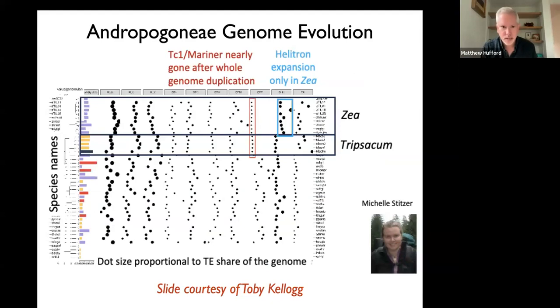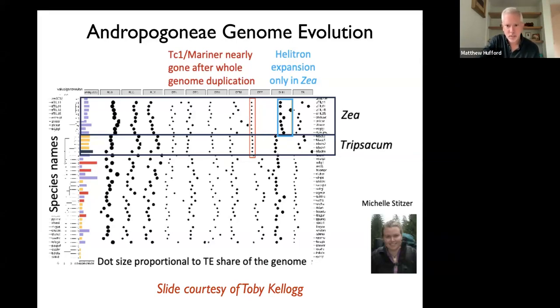And then Toby also presented just the beginnings of the analysis that Michelle has done, looking at evolution of TE content across these various Andropogoneae species. So 2 things that we've noted are this Helitron expansion that's occurred only in Zea. So the relative dot size here is based on the prevalence of these different transposable elements within the genomes of these species. And so you can see these larger dot sizes within the Zea species. And then within the Tripsacinae subtribe, we've also seen this extinction of these Tc1-mariner loci as well, which are prevalent across the rest of the Andropogoneae species, but absent in the Tripsacinae.